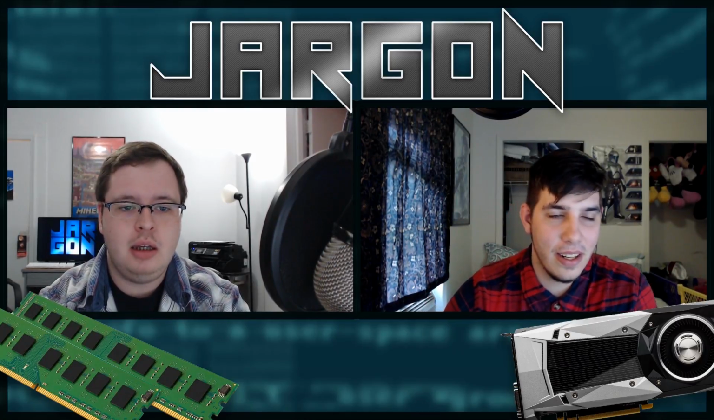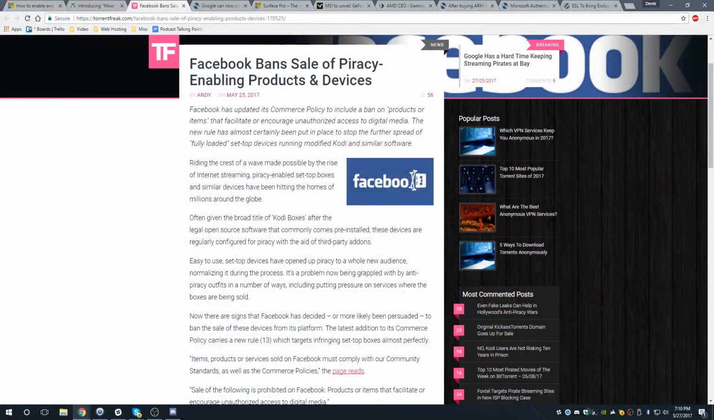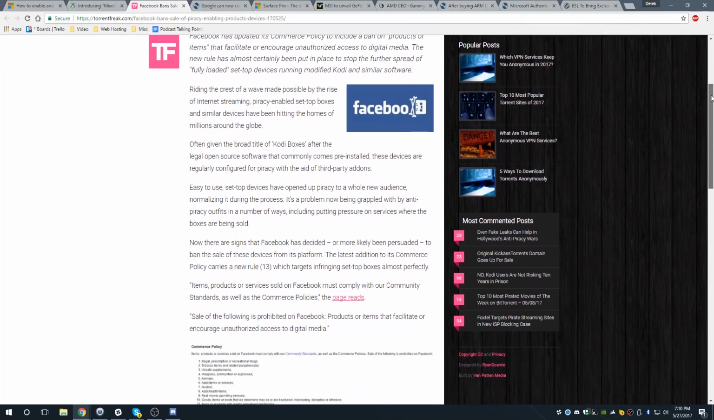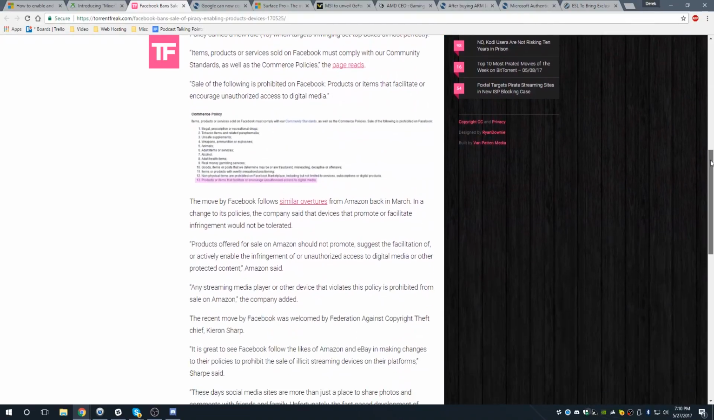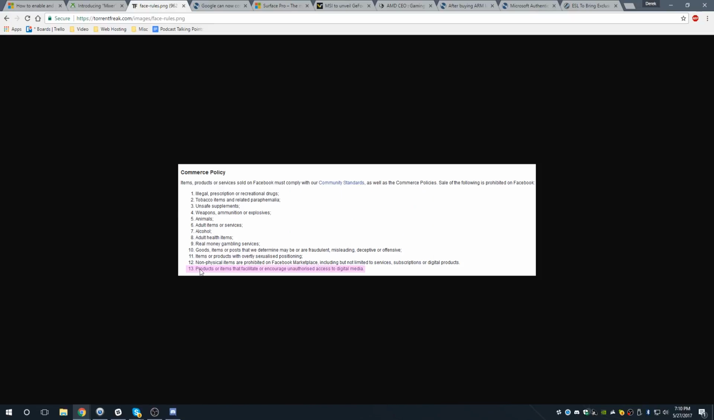Well, anyway, according to this article on torrentfreak.com, Facebook has banned the sale of these devices in their commerce policy. The bullet point is number 13 here. Products or items that facilitate or encourage unauthorized access to digital media cannot be sold.